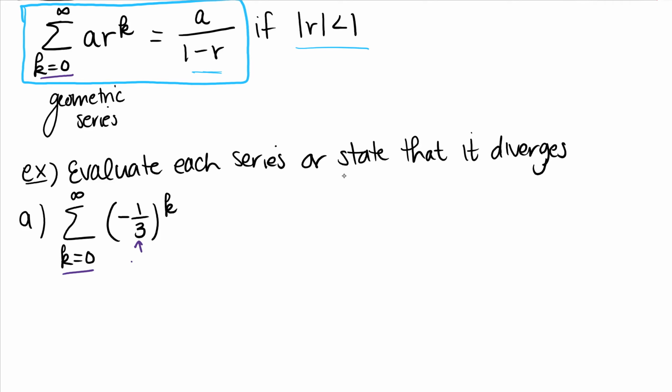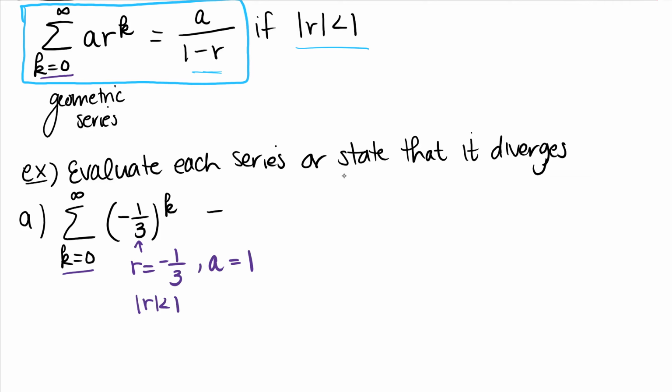What is my R? My R in this case is -1/3, and I like to write down what each variable is. Do I have an A? I don't really have an A, right? Well, I do have an A. If I had 0, everything would be 0. A is just going to be 1, though. And because this R, the absolute value of R, is less than 1, we know it's going to converge.